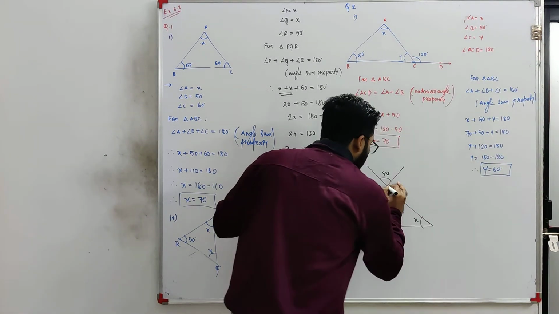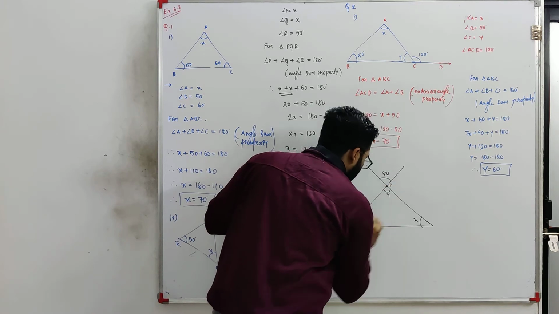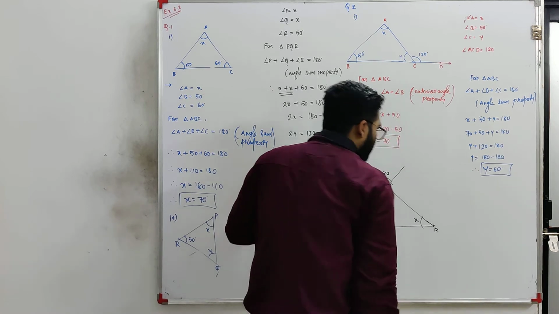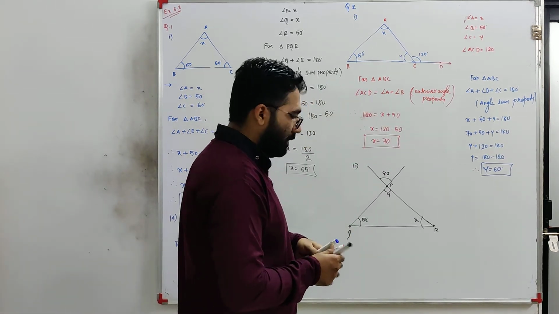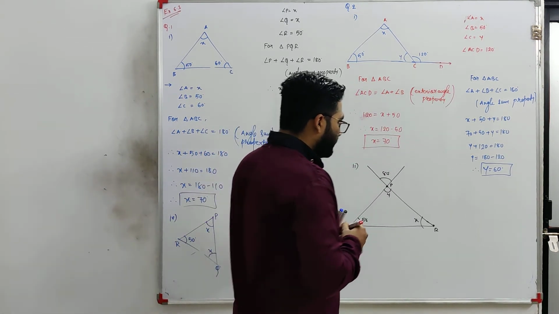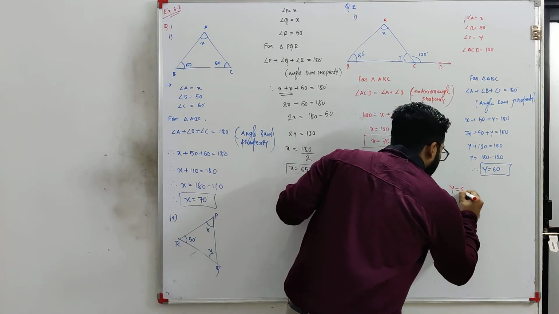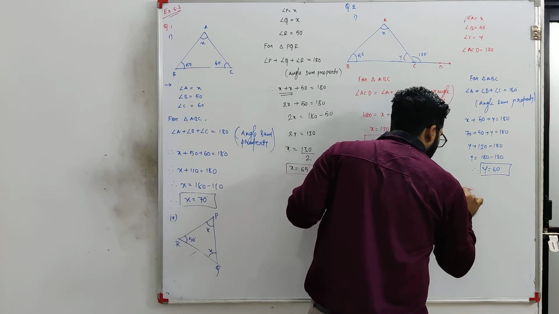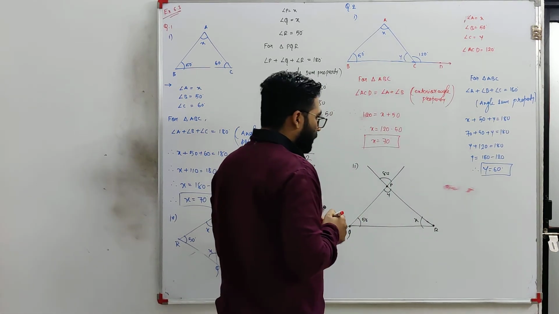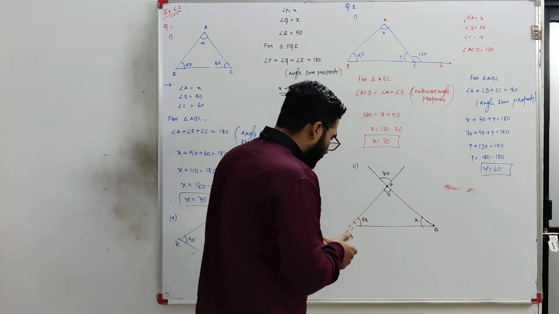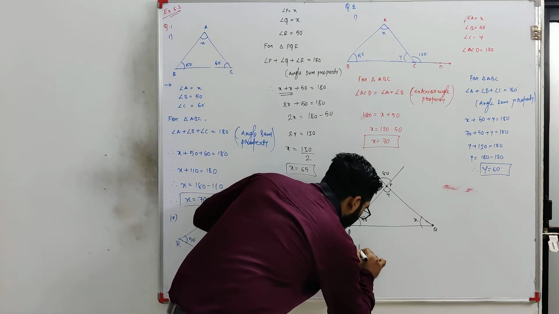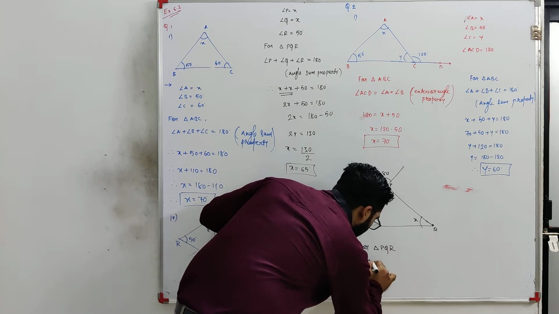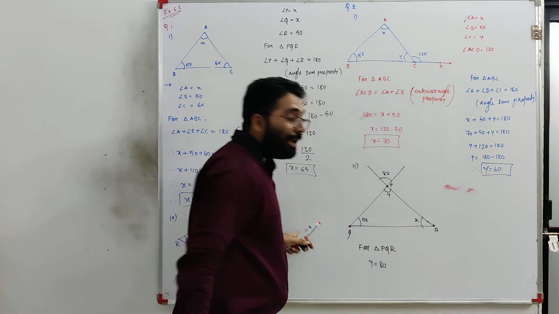Here I can say that this one I mention as P, Q and R. When I mention it like this, I can say that angle y is equal to 80°. Here I am writing like this for the second question: for triangle PQR, y is equal to 80°. Why is y equal to 80°?